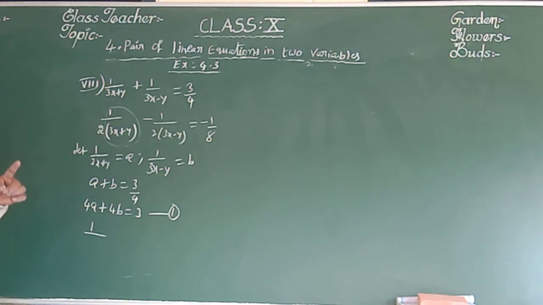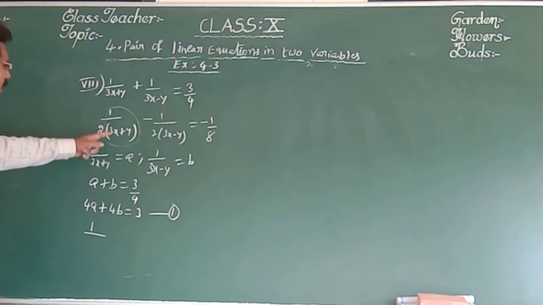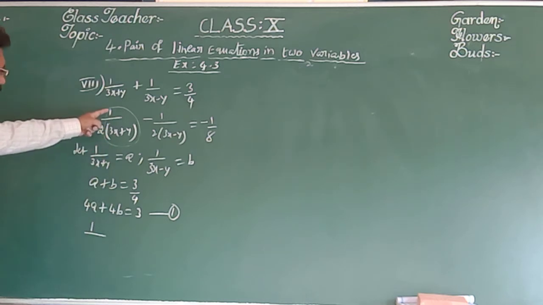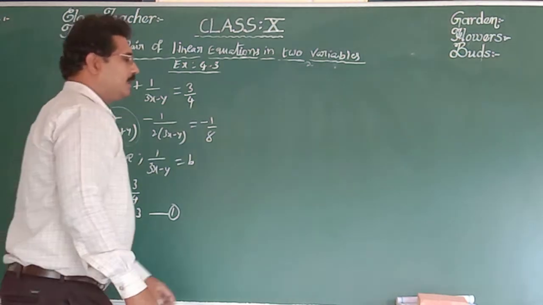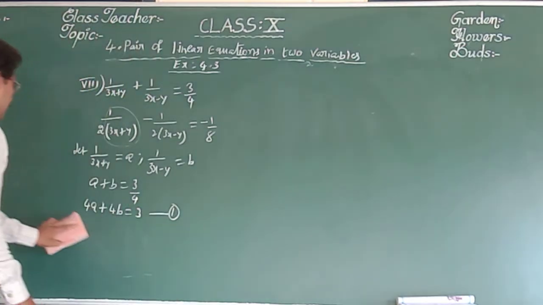So that's why don't write 1 by 2a. Almost 90% of the children are writing that 1 by 2a. Don't write like that. 1 by 3x plus y is equal to a. Total is a, so that means a will be in the numerator. So that's why what we have to write? A by 2.